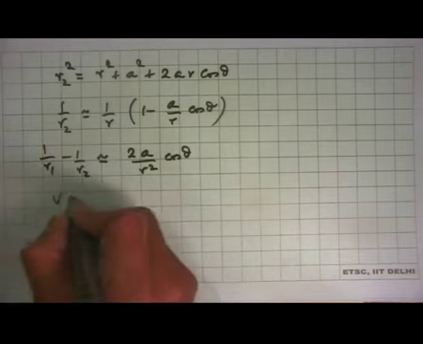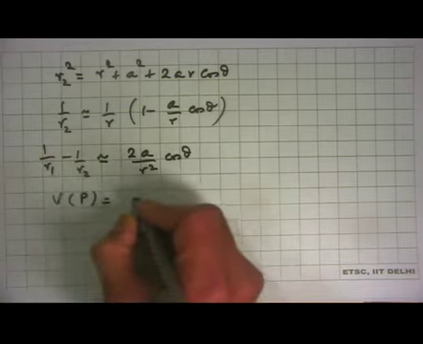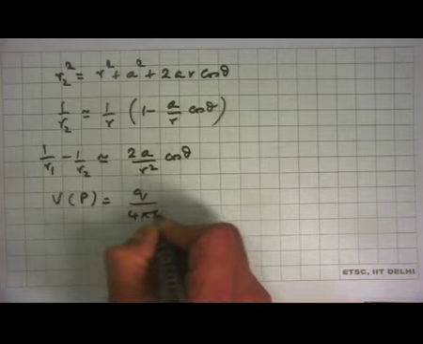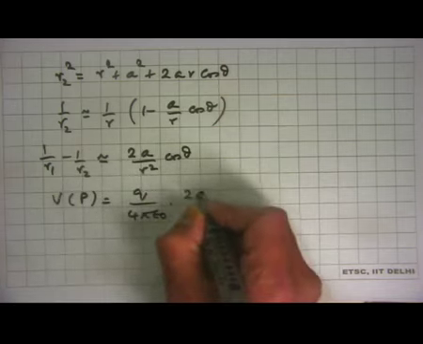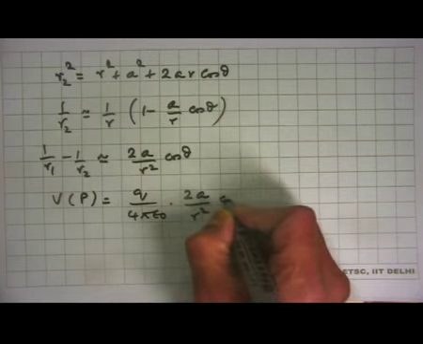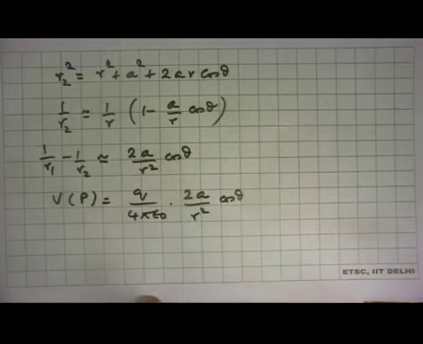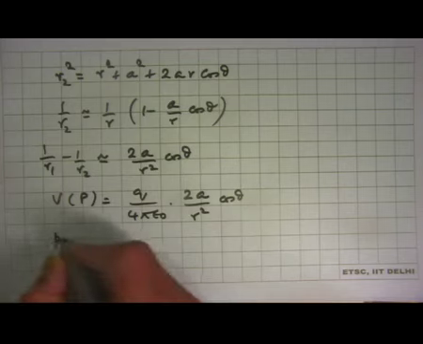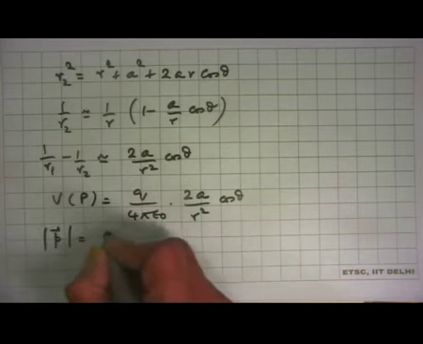So, I get a potential V at P equal to q by 4 pi epsilon 0 into 2a by r square into cos theta. Remember, we had defined the magnitude of the dipole moment as q times 2a.